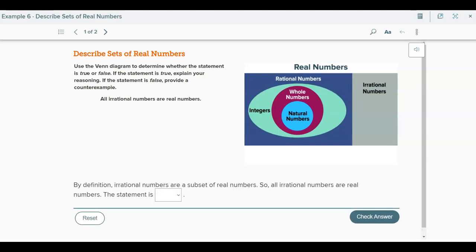Here's another example. We want to determine if this statement is true or false. All irrational numbers are real numbers. Well, again, we can see that irrational numbers are a subset of real numbers. So therefore, all irrational numbers are real numbers. This statement is true.